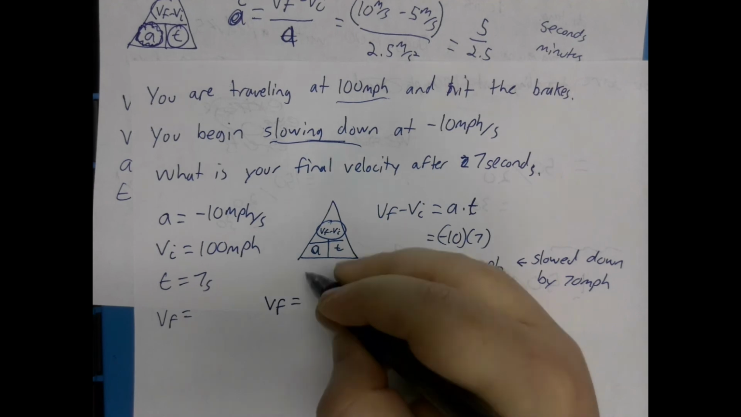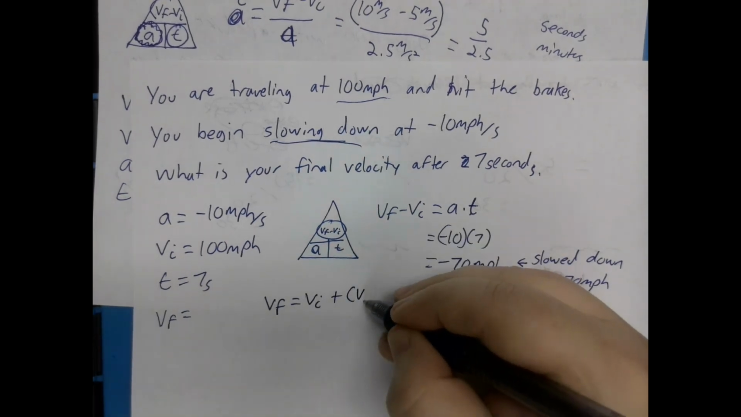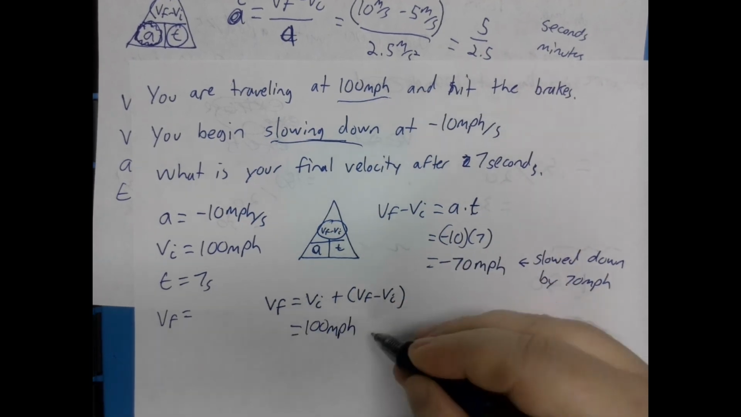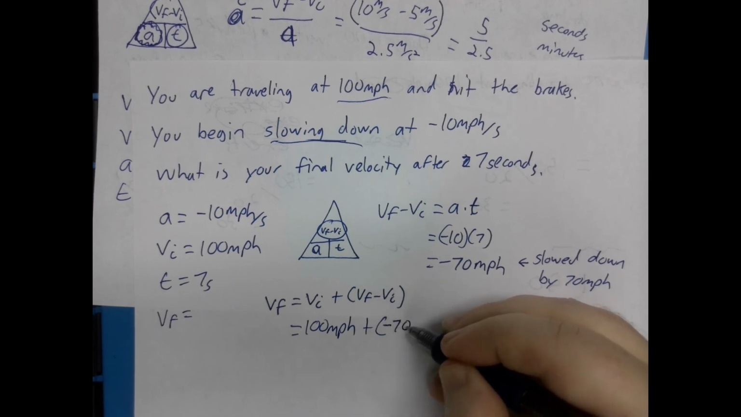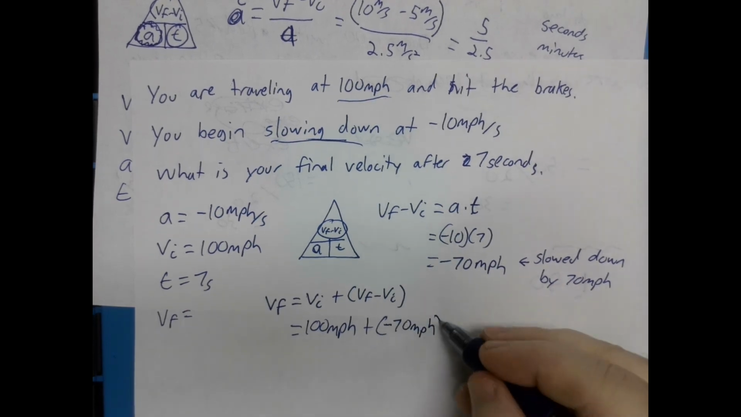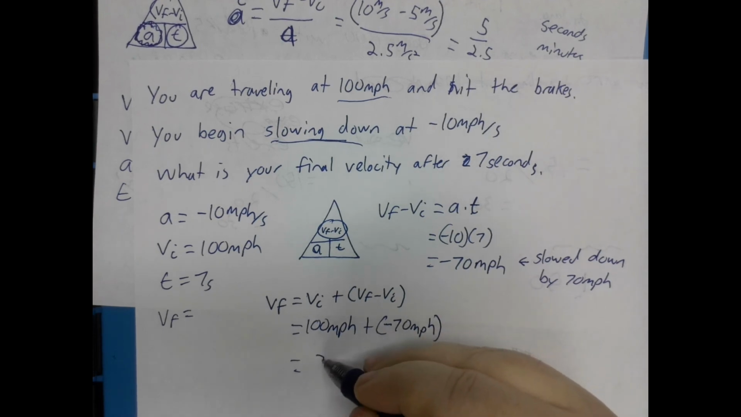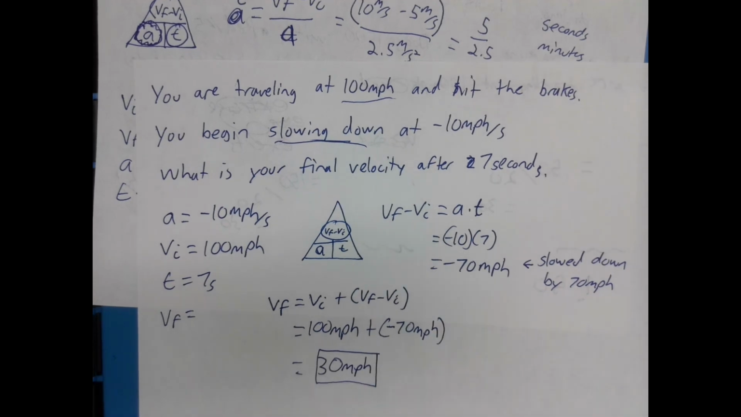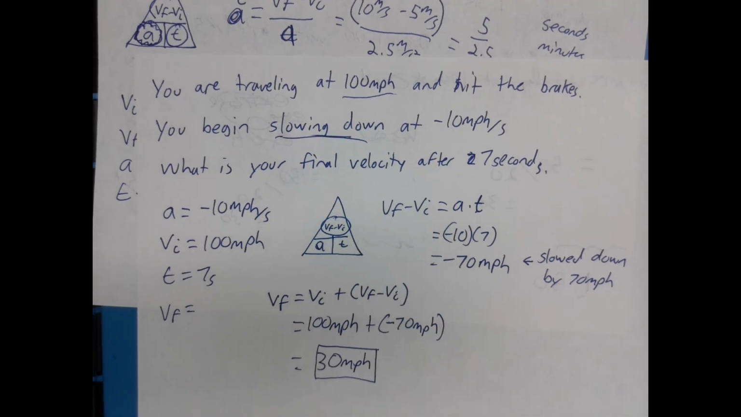Final speed is going to be your initial plus whatever you changed by. So you started at 100 miles per hour, and you changed that by negative 70 miles per hour. You lost 70 miles per hour. And your final speed would be 30 miles per hour. Another thing that I suggest is after you get an answer, you go back and think about it. So if you start at 100 miles an hour and you're losing 10 miles an hour every second for 7 seconds, you would expect your speed to be 30 miles an hour.